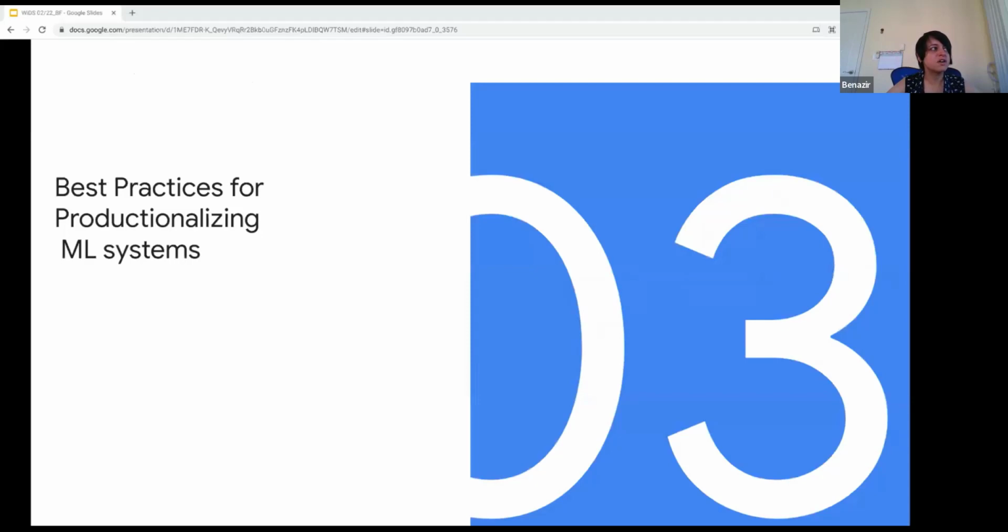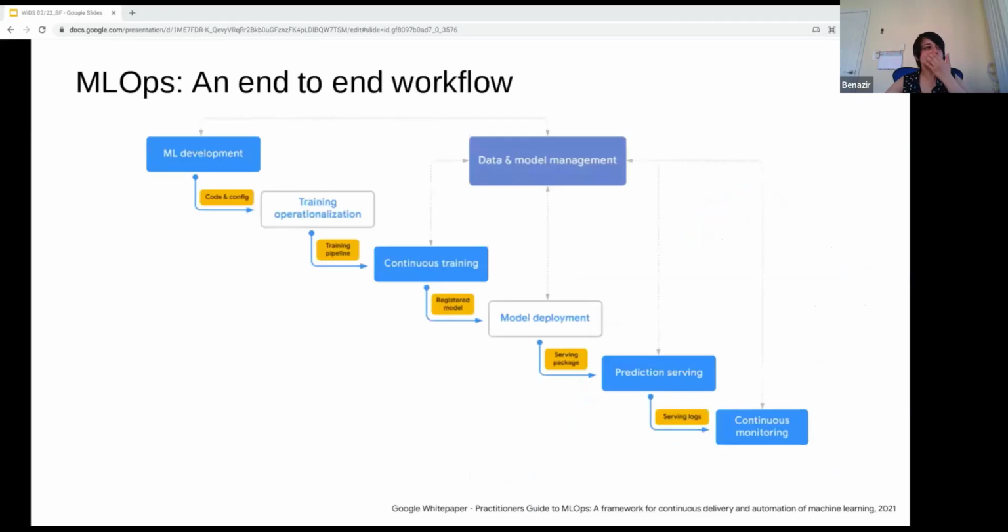Now I wanted to focus on what the best practices are for production ML systems. Mainly, and again, I'm quoting another Google white paper, a practitioner's guide to MLOps. This paper has a lot more details, and I have taken some best practices from this paper to discuss with you today. This diagram shows a high-level flow of how the MLOps processes interact with each other, the different stages, and the key inputs and outputs.